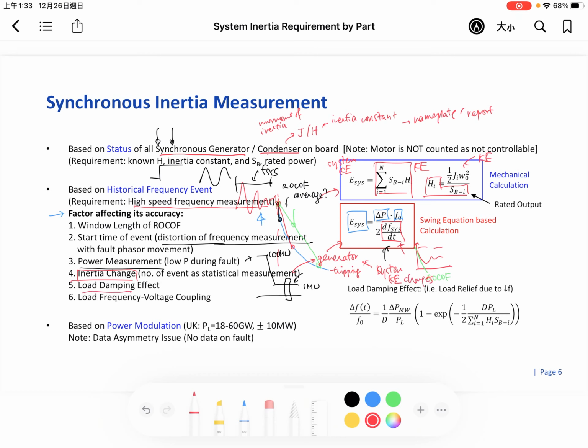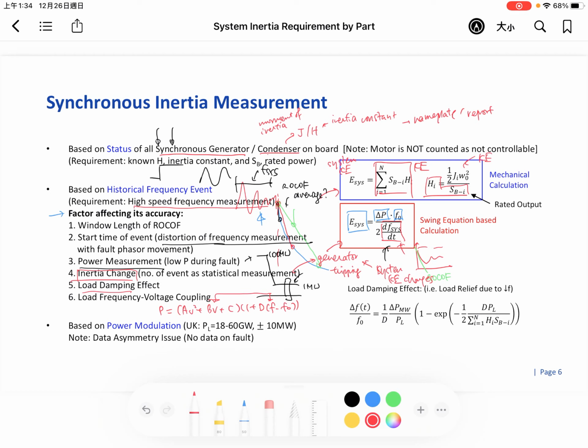The fifth one is the load damping effect. We don't know what load is connecting to the grid, and we can't know how large the load damping effect is. And the sixth one is the low frequency voltage coupling, which means that, as I have said, we try to model the load with quadratic equations. But no one knows how the voltage and frequency interact.